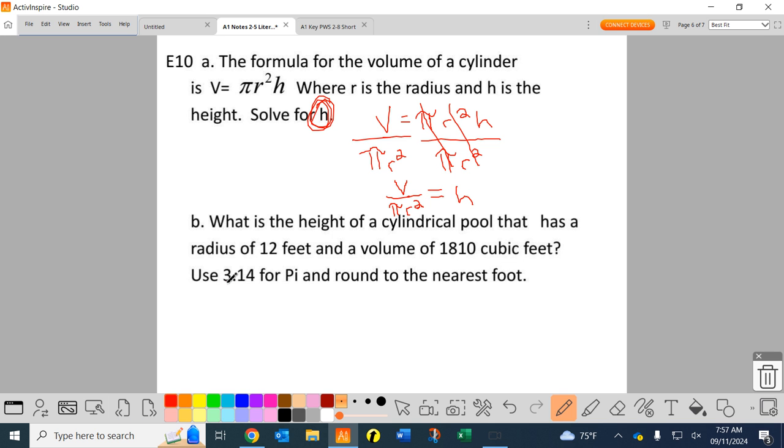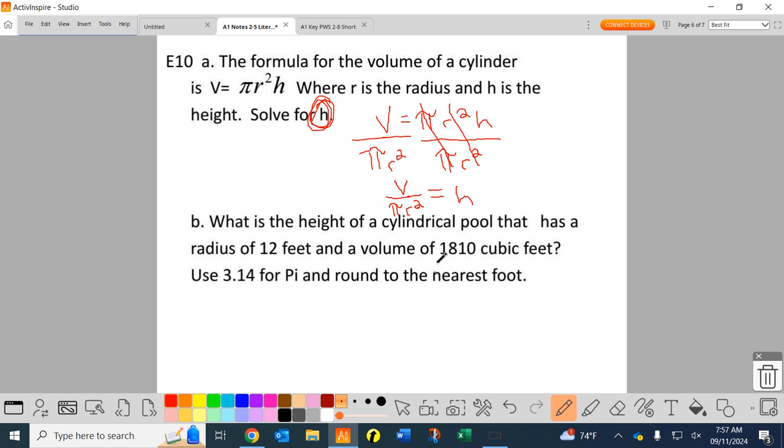So we've got a cylindrical pool that has a radius of 12 feet, so they're giving us the radius. It has a volume of 1,810 cubic feet, feet cubed, cubic feet, however you want to say that. That means it's going to be something that's actually three-dimensional that you're measuring. You're measuring the water that's inside there is my guess. They're trying to find the space inside of it. And then it says use 3.14 for pi and round to the nearest foot.